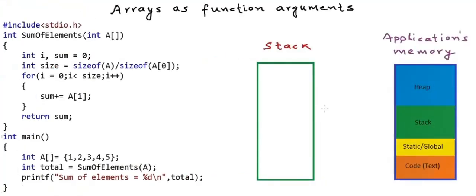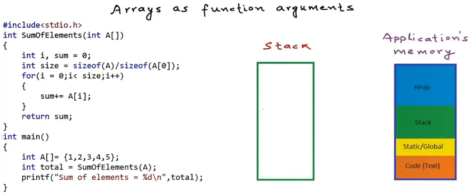Once again, I will draw this familiar memory diagram. The memory assigned to an application or a program is typically divided into these 4 parts. We have talked about this in our previous lessons. For the execution of function calls, we use the stack section of the memory. This green rectangle here is our stack.